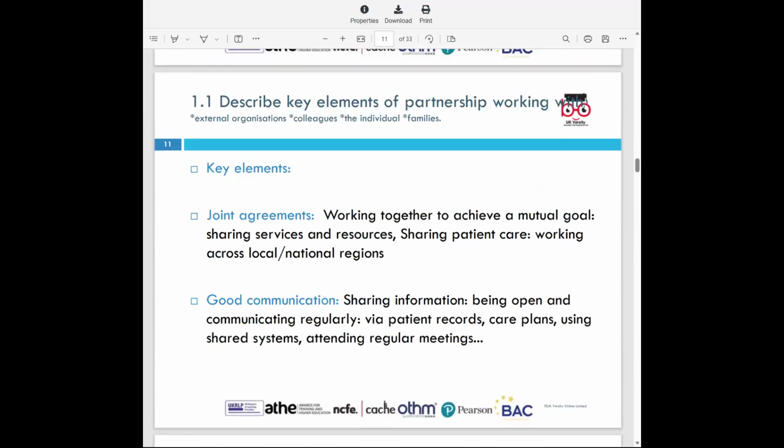outcomes for that. 1.1, describe key elements of partnership working. So external organizations, colleagues, the individual, and families. So working together to achieve the joint agreement is working together to achieve this goal, to make sure that you are working across national and local regions, and providing resources and sharing services. This is the joint agreement.